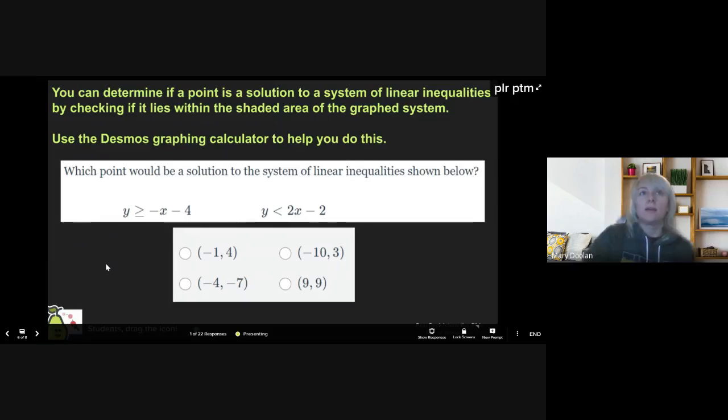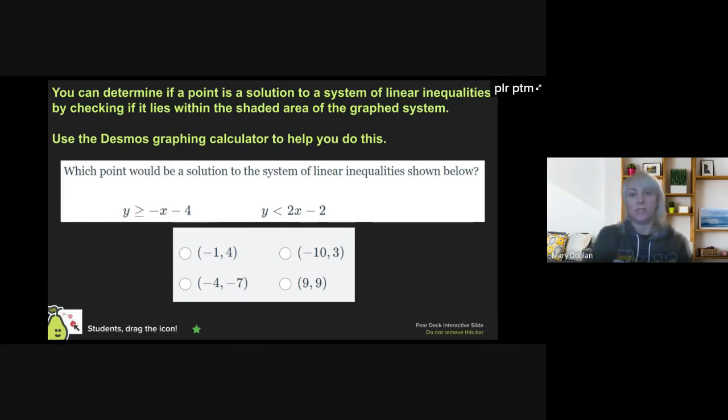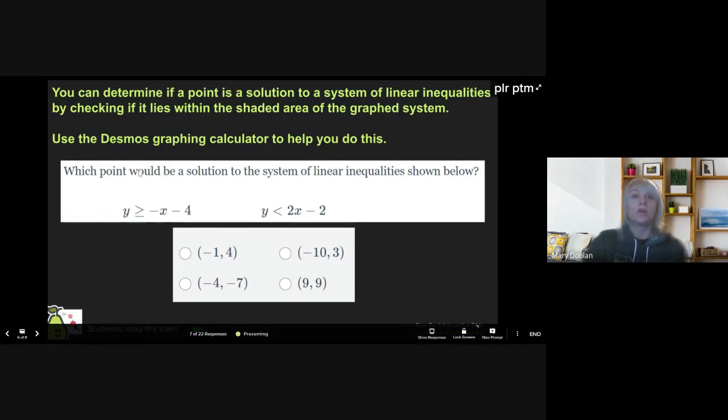It says you can determine if a point is a solution to a system of linear inequalities by checking if it lies within the shaded area of the graphed system. We are going to use Desmos, the graphing calculator, to do this. The question says, which point would be a solution to the system of linear inequalities shown below? Our system is y is greater than or equal to negative x minus 4, and y is less than 2x minus 2.